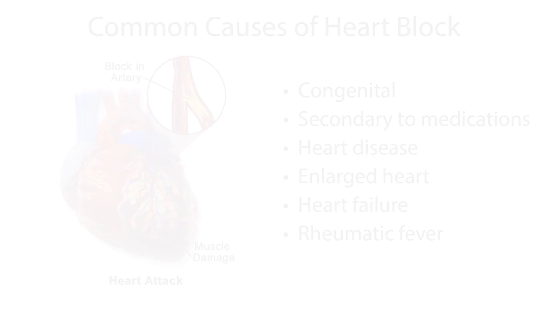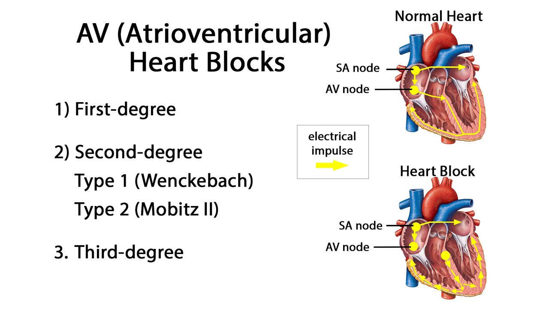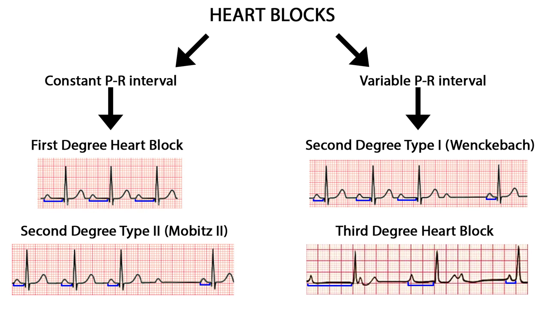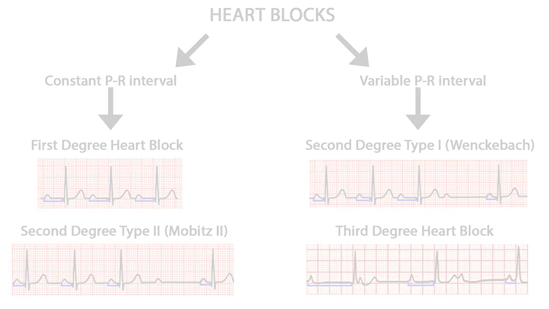AV blocks are identified by their severity: first degree, second degree, which can be subdivided into type 1 and type 2, and then third degree heart block. Organizing heart blocks by constant versus variable PR interval can help you separate one heart block from another. The heart blocks with a constant PR interval include the first degree and second degree type 2 or Mobitz II. The heart blocks with a variable PR interval include second degree type 1 or Wenckebach and third degree.